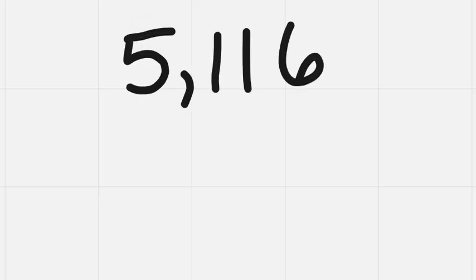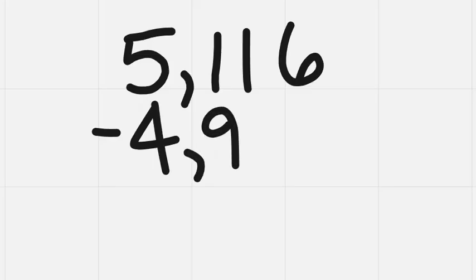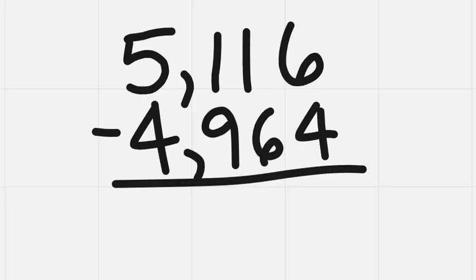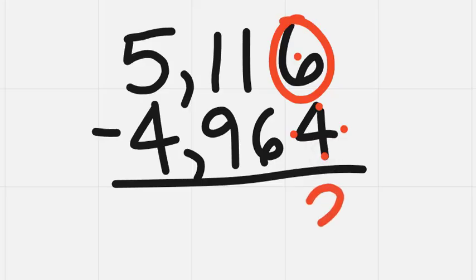Our final problem to copy down is 5,116 minus 4,964. Let's subtract this together. If you'd like the chance to try it on your own, you may pause the video now. We'll begin with 6 minus 4. We'll circle the 6. It's on the top, so there is no regrouping or borrowing. We can touch and count. 6, 5, 4, 3, 2.